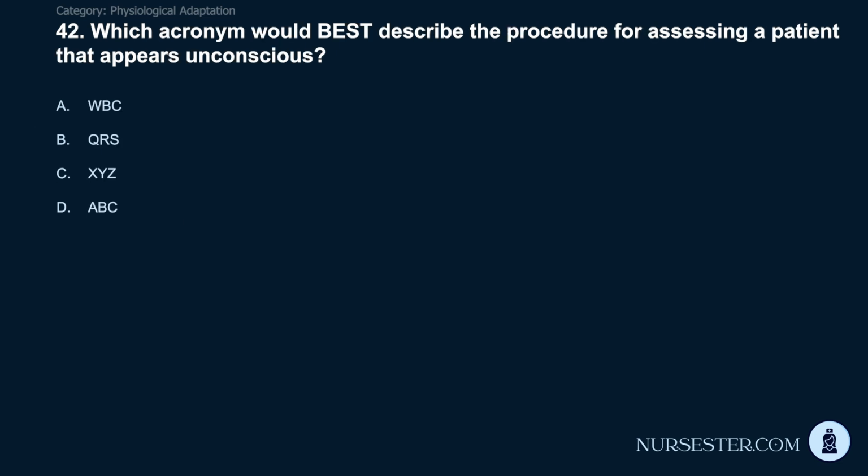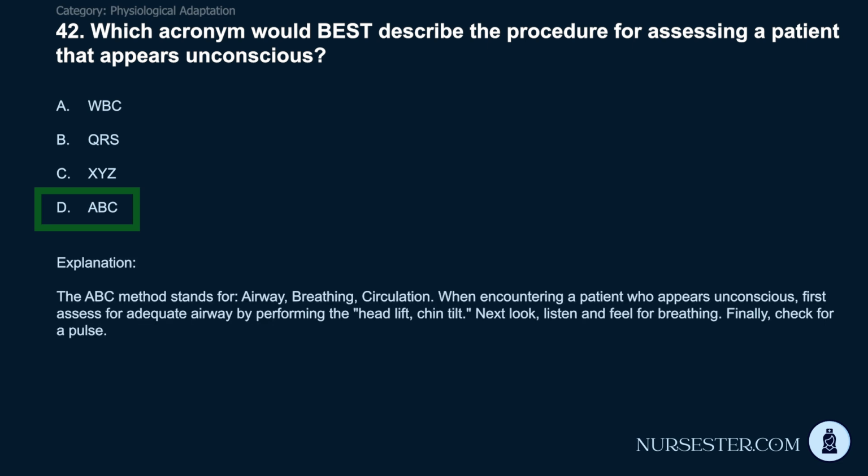42. Which acronym would best describe the procedure for assessing a patient that appears unconscious? A. WBC. B. QRS. C. XYZ. D. ABC. Correct answer: D. ABC. The ABC method stands for airway, breathing, circulation. When encountering a patient who appears unconscious, first assess for adequate airway by performing the head tilt, chin lift. Next look, listen and feel for breathing. Finally, check for a pulse.